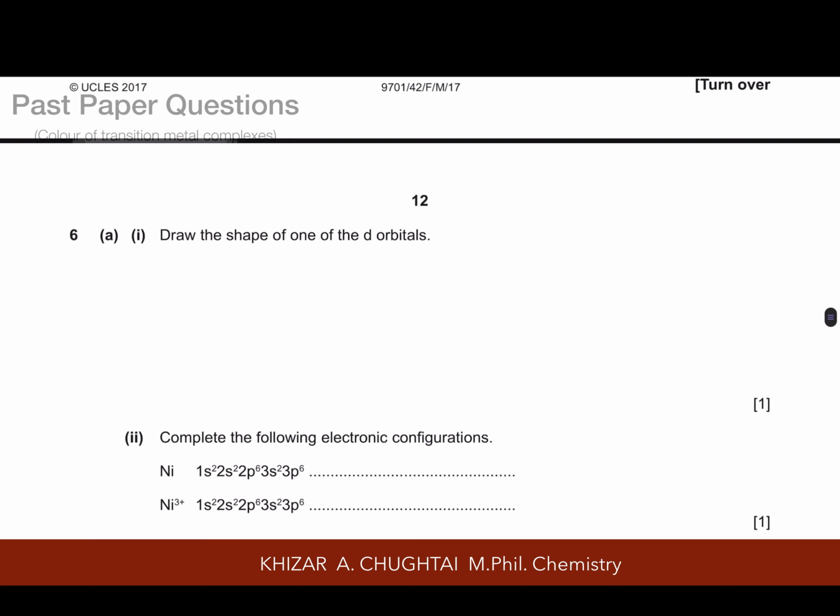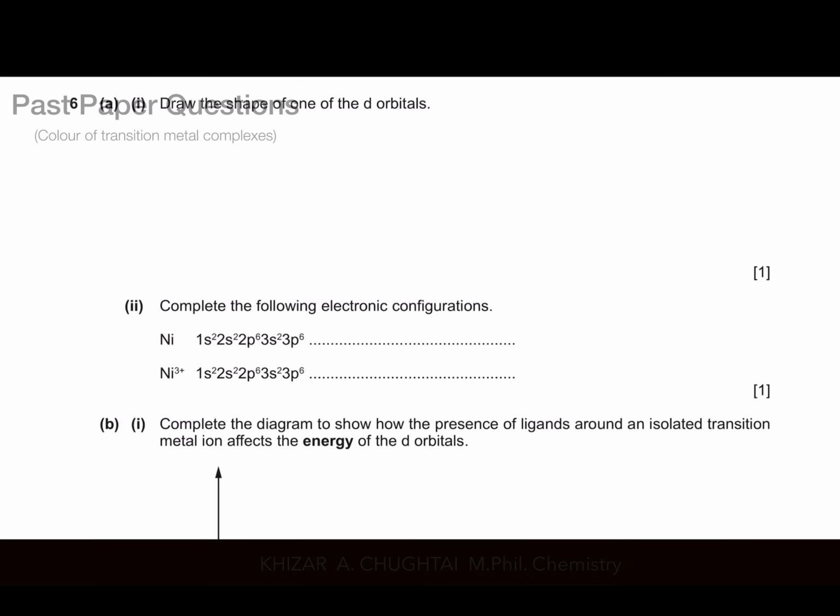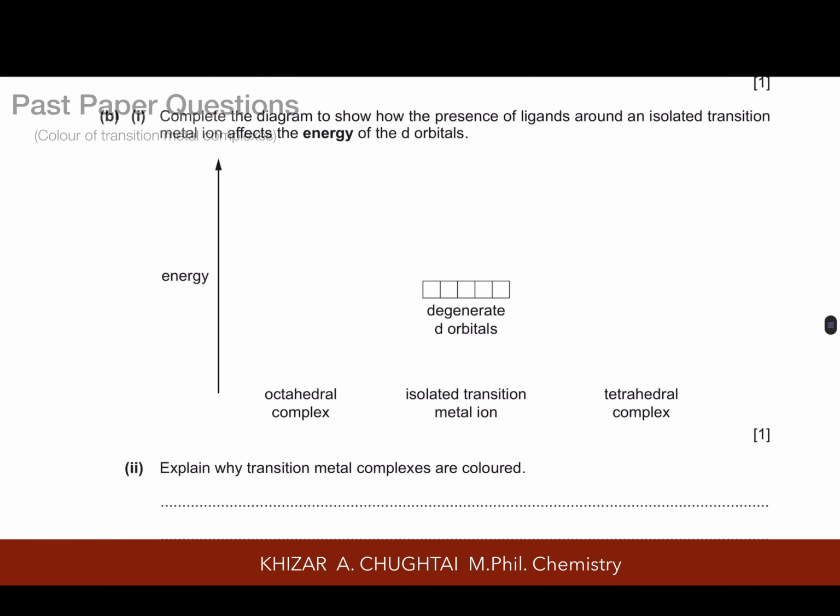Let's solve the past paper questions. Question number 6, part B. Complete the diagram to show how the presence of ligands around an isolated transition metal ion affects the energy of the d orbitals. Here is an energy scale diagram.